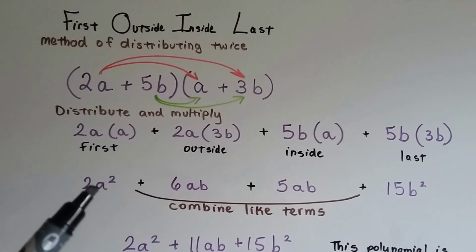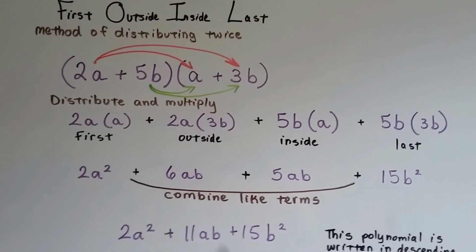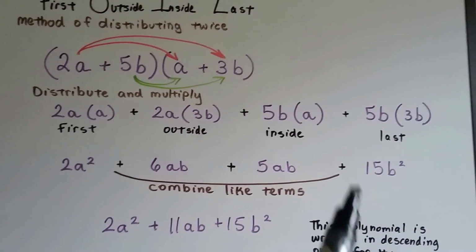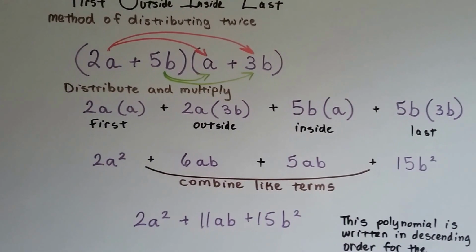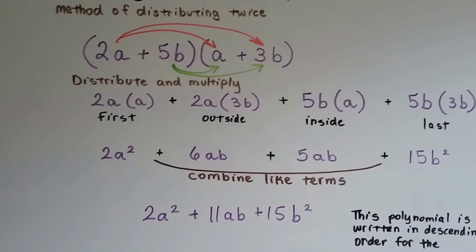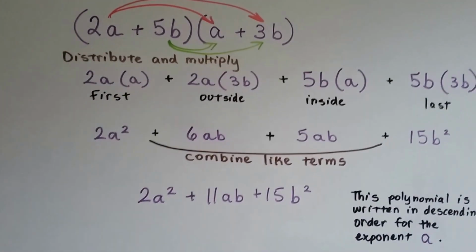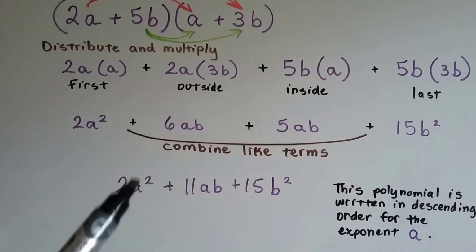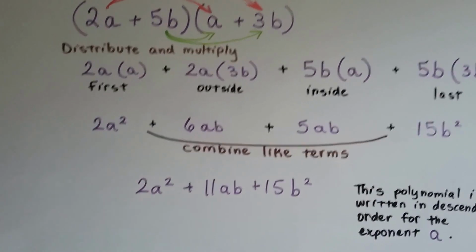2a times a is 2a squared. 2a times 3b is 6ab. 5b times an a is 5ab. And 5b times 3b is 15b squared. So now we can see we have some like terms that we can combine, and we get 2a squared plus 11ab plus 15b squared. See? And this polynomial is written in descending order for the exponent a. So the a is large here, then it goes to this one, and then there isn't one, see?